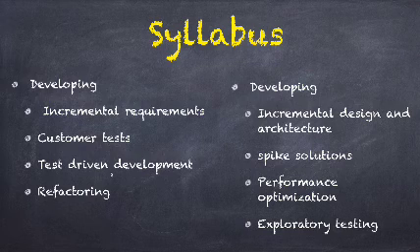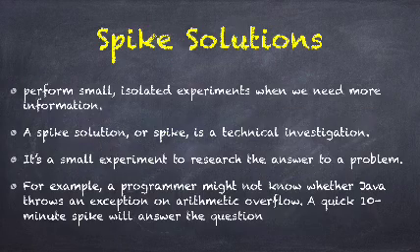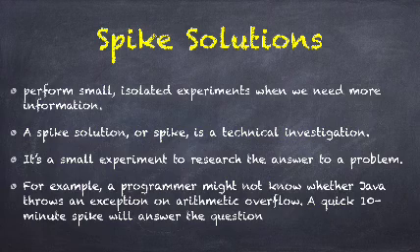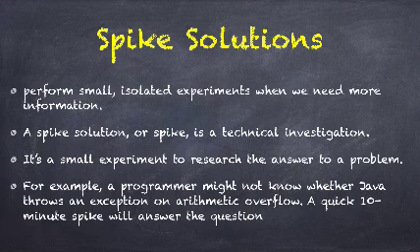Now, in this session, we will look into a spike solution. A spike solution is where we perform some isolated experiments to gather more information on a bit of code, or it's more like a technical investigation process. It's a small experiment that is conducted on a bit of code to identify some problem, and it also spawns or explores over that bit of code using additional code snippets to find a solution to that problem.